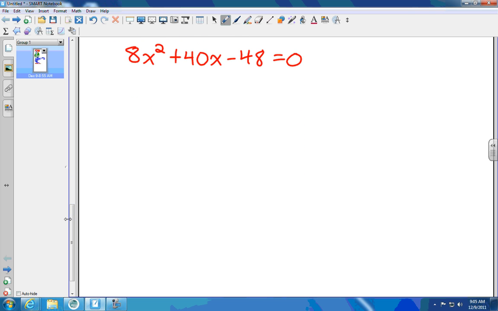So we have a common term there. 8 will go into everything. So we take an 8 out. So we have 1x squared plus 5x minus 6 equals 0.